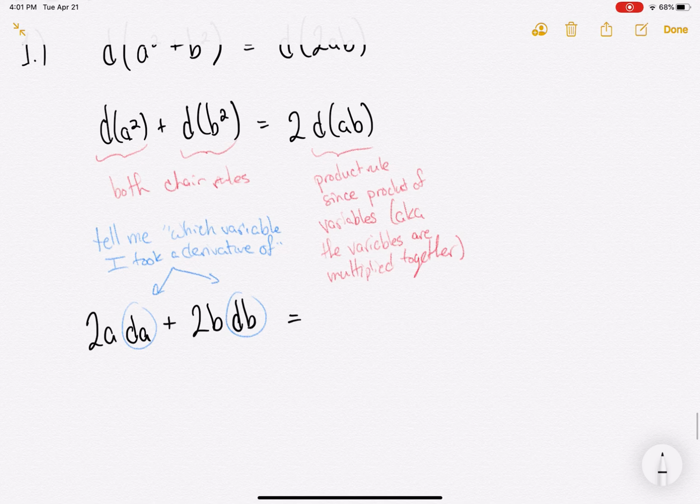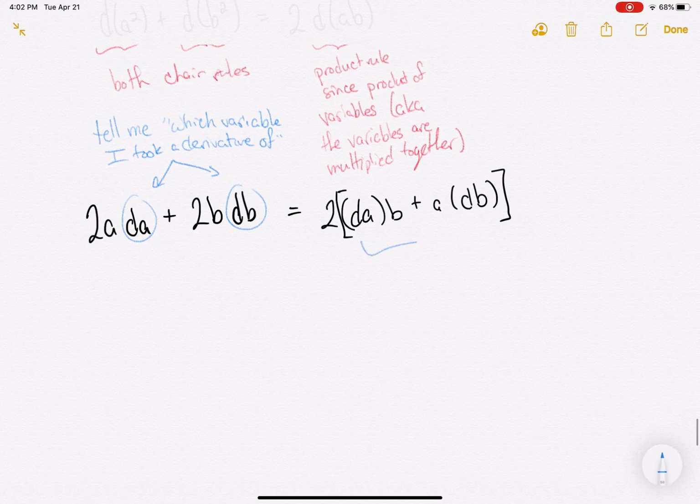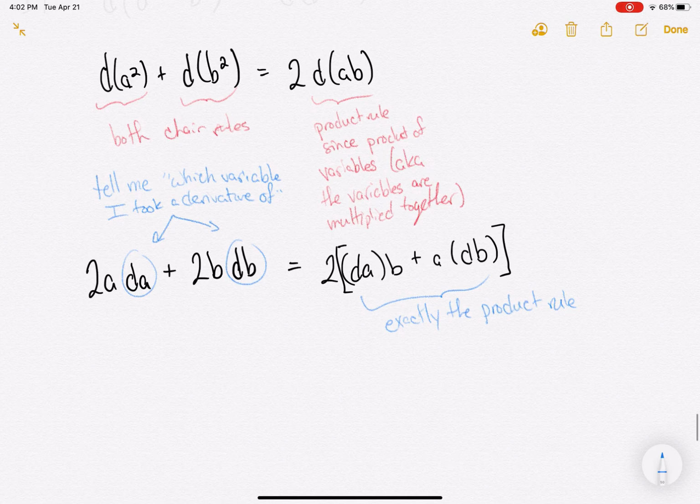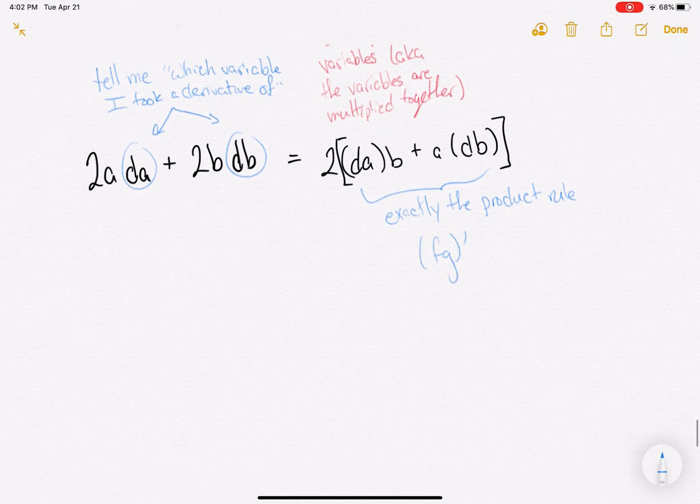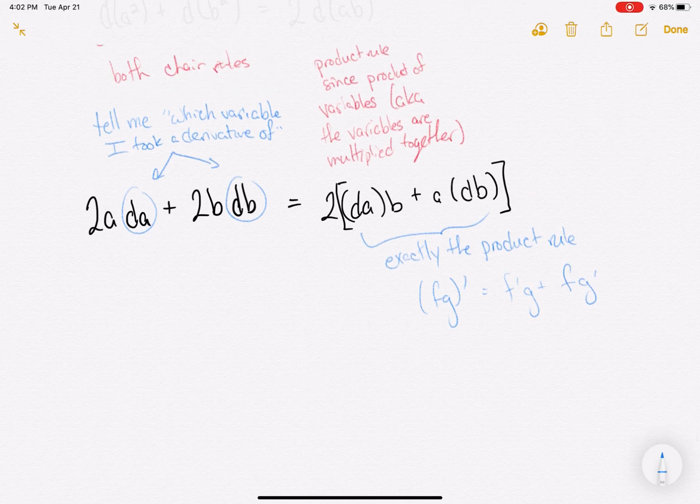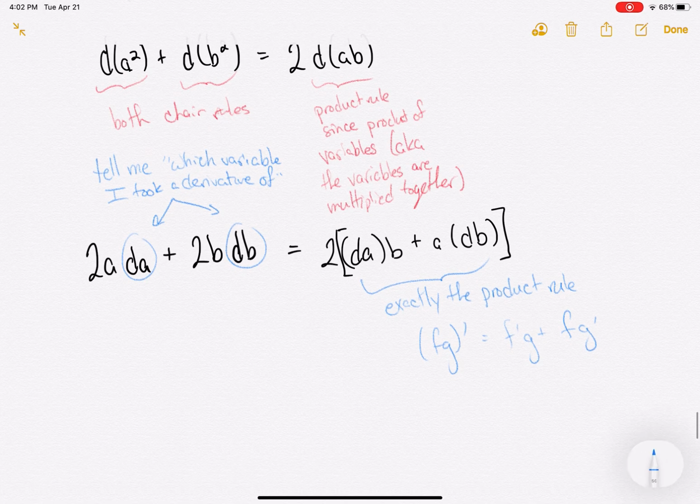On the other side, then, I get 2 dA times b plus a times db. This is exactly the product rule. So if you want to compare it to the product rule, fg prime equals f prime g plus fg prime. Right? So it looks the exact same. The first one had a derivative on it, left the second one the same. Then you leave the first one the same, second one has a derivative on it. So that's what's going on here.